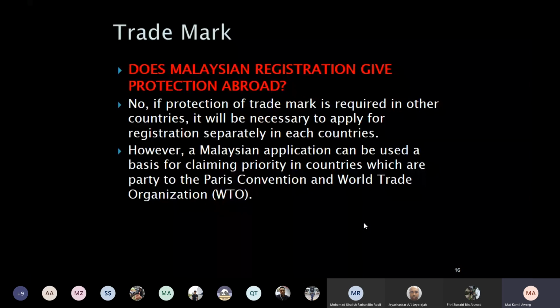So, does Malaysian registration give protection abroad? The answer is no. I mentioned just now that patents and trademarks are all geographical boundary based. So if protection of trademark is required in other countries, it will be necessary to apply for registration separately in each country. However, a Malaysian application can be used as a basis for claiming priority in countries which are party to the Paris Convention and World Trade Organization.